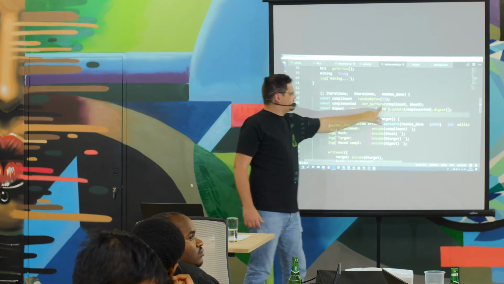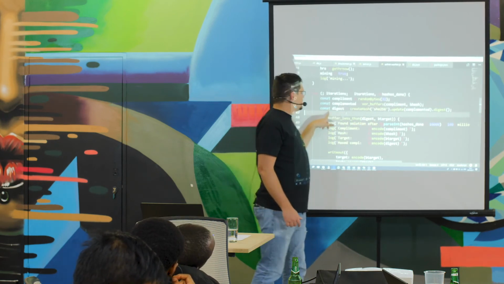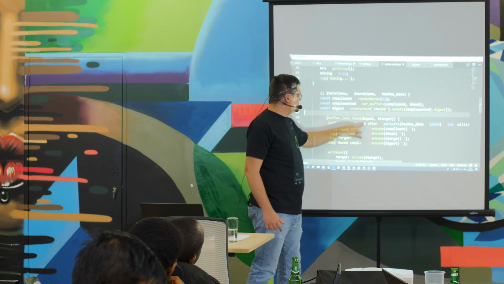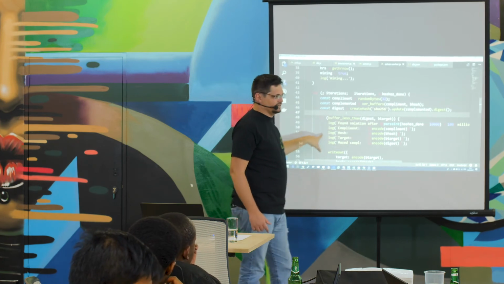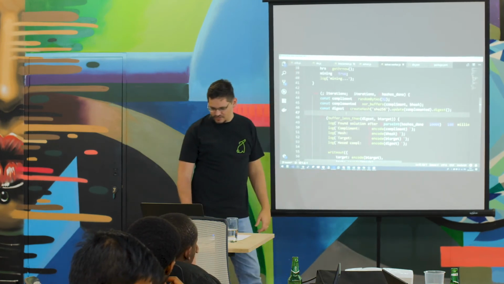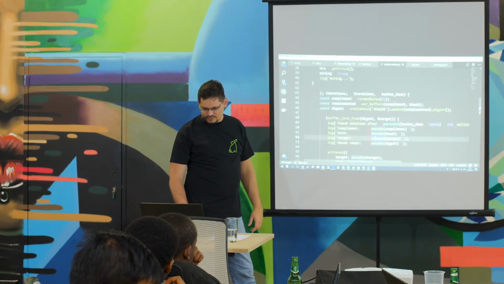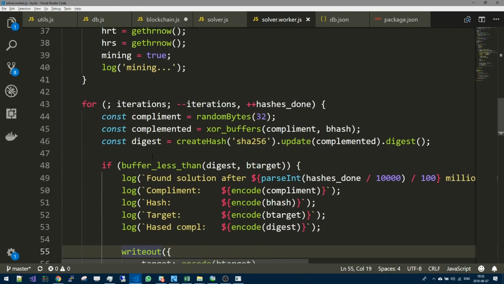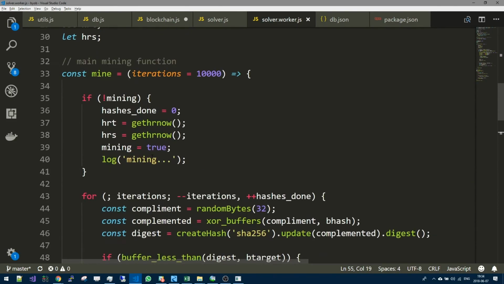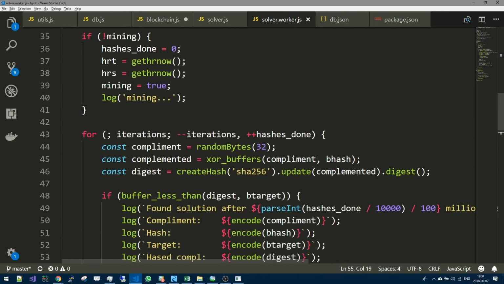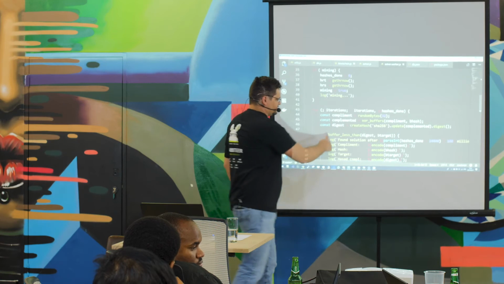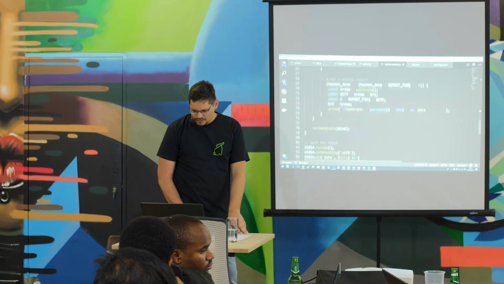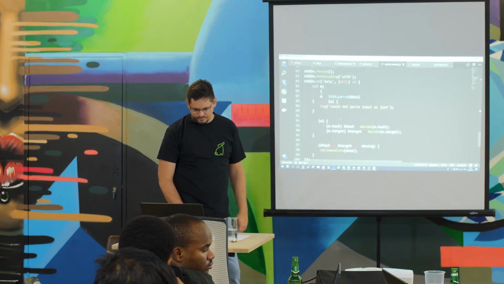It does this XOR buffer thing with a hash and the complement, and then it hashes it. Digest. And then if it's less than the target, there we go. Found solution after so many million hashes. And then it writes it back out. And that's all it does. It takes the problem in, it loops over and over, and then when it finds this random value that makes this function return true, then that's it. And that's all that this function does.